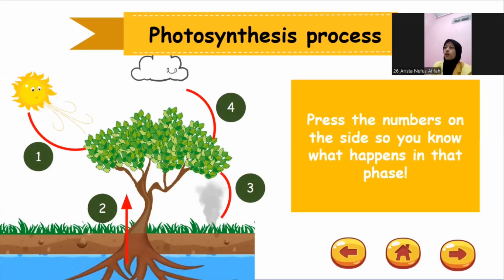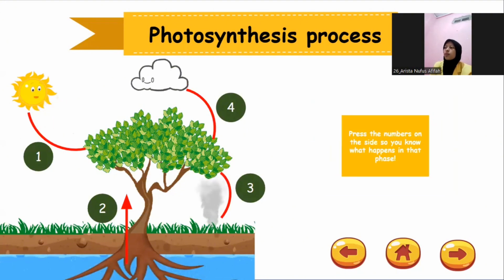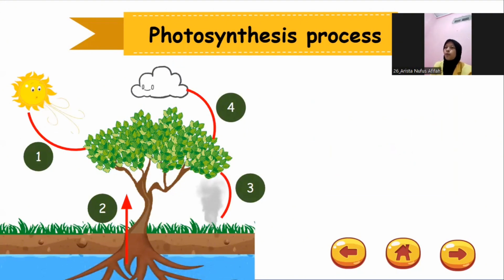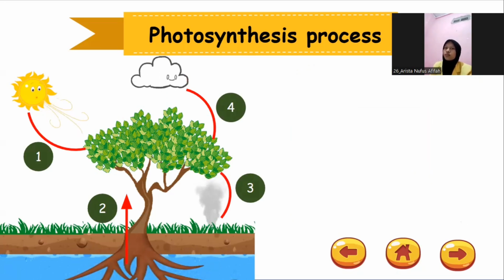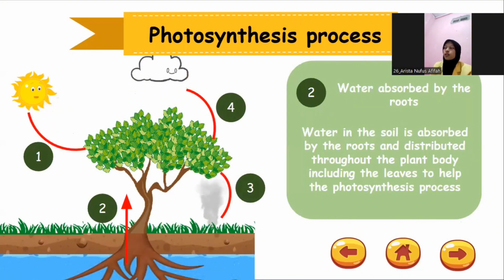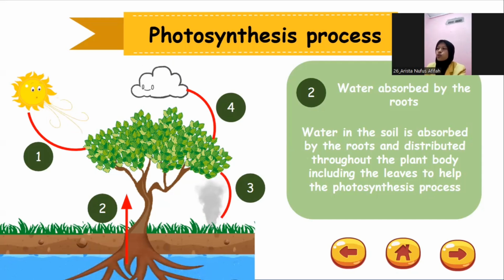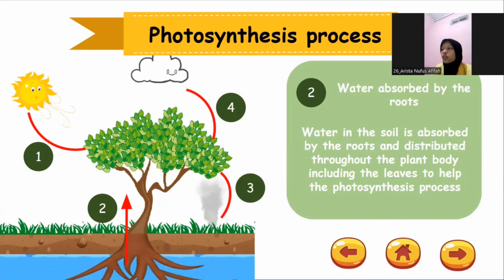Now here is the photosynthesis process. We can press the number of the slide to know what happened in each phase. Phase one. Sunlight is absorbed by the leaves. In the leaves, there is chlorophyll, our green leaf substance, whose job is to capture light to start the photosynthesis process. Second, water is absorbed by the roots. Water in the soil is absorbed by the roots and distributed throughout the plant's body, including the leaves, to help the photosynthesis process.